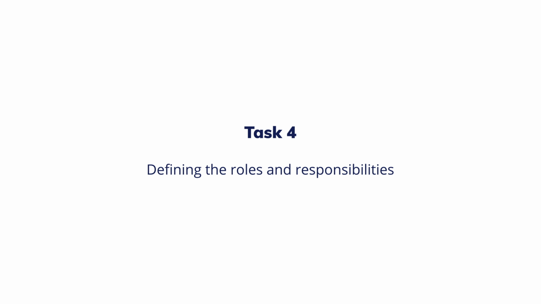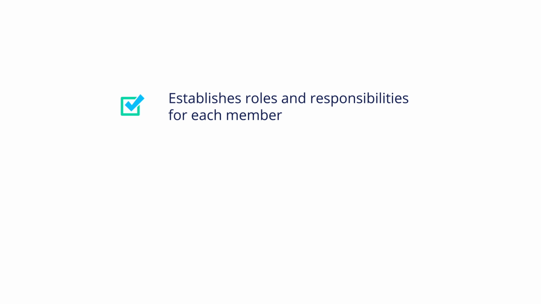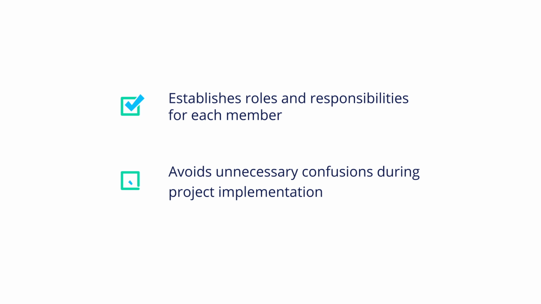Task 4 is defining the roles and responsibilities of project staff members and stakeholders. Doing this in the initial phase will clarify who would be in charge of what activities, including communications, project management, project design and implementation, data collection, data analysis, reporting, etc. This will avoid unnecessary confusions later on during project implementation.